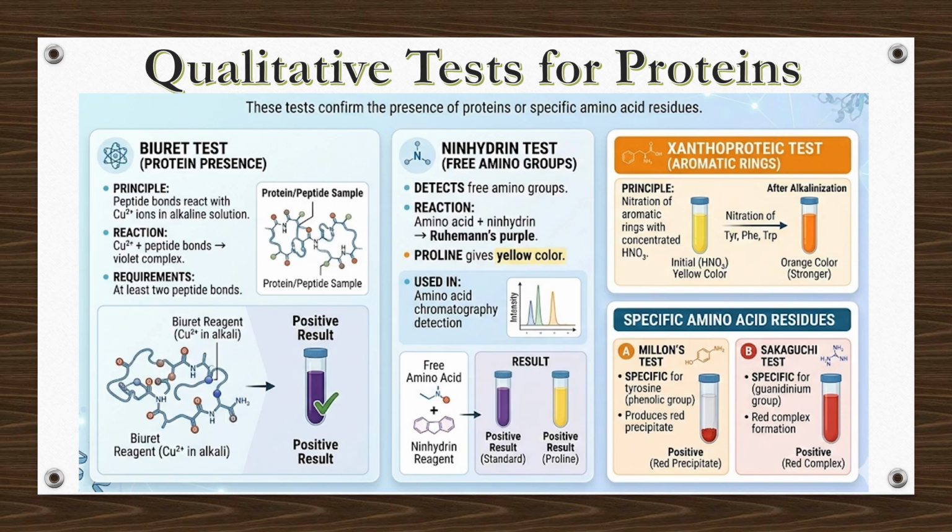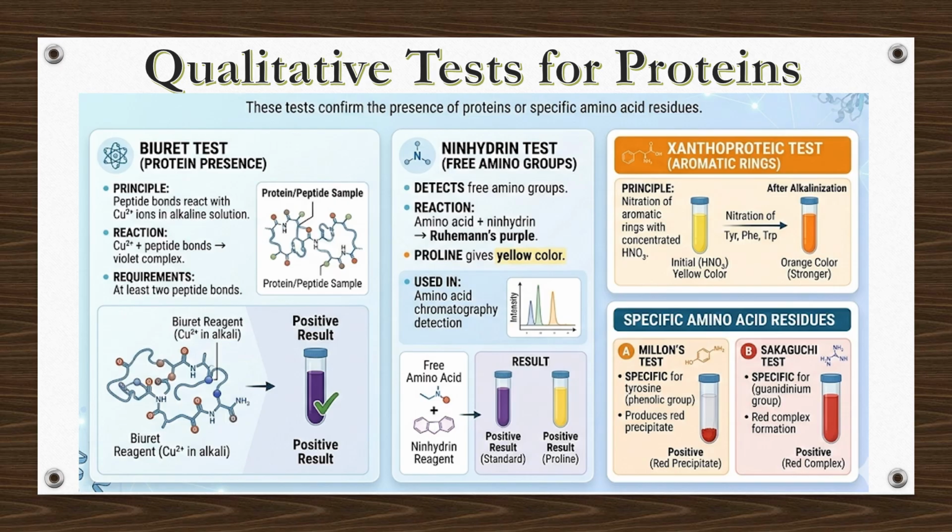The xanthoproteic test detects aromatic amino acids such as tyrosine, tryptophan, and phenylalanine by nitrating their rings with concentrated nitric acid, producing a yellow color that turns orange in alkaline solution. Millon's test is specific for tyrosine, yielding a white precipitate that becomes brick red upon heating due to formation of a mercury complex. The Sakaguchi test identifies arginine through its guanidinium group, which reacts with naphthol and an oxidizing agent to produce a bright red color.